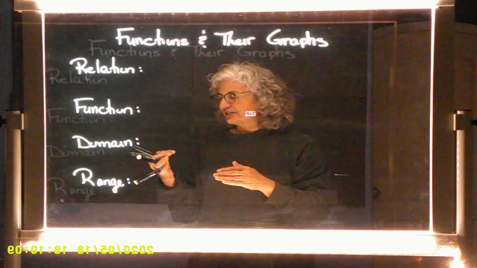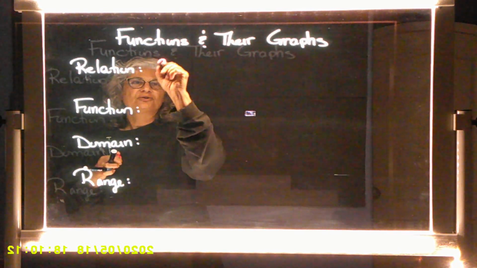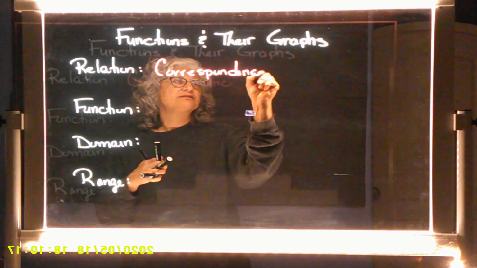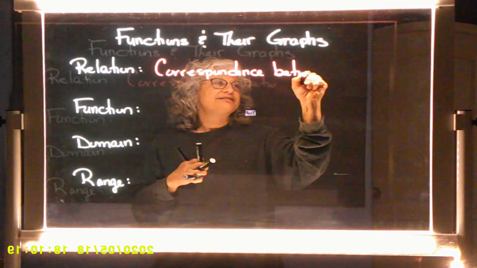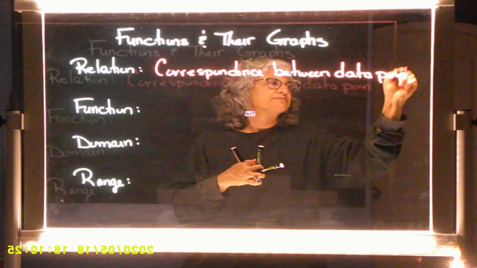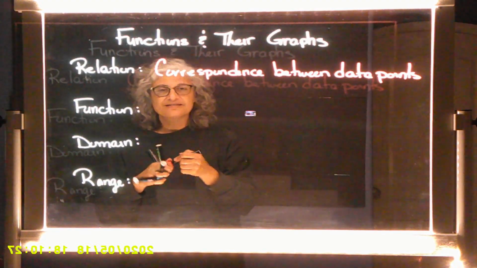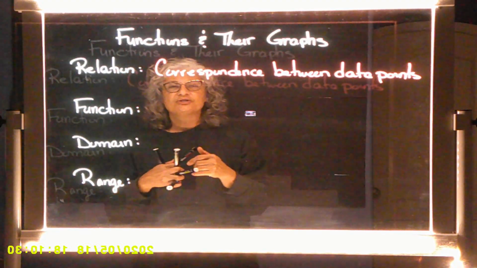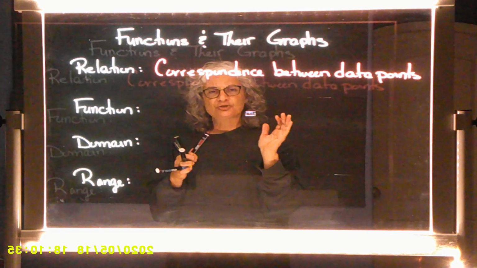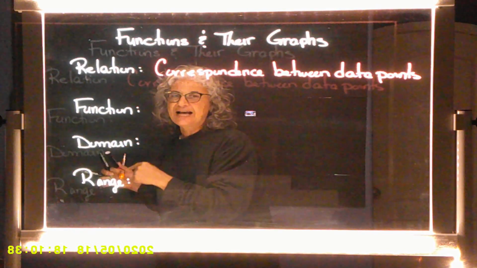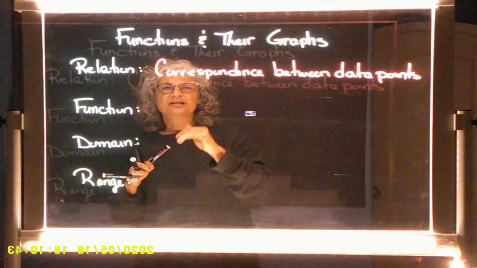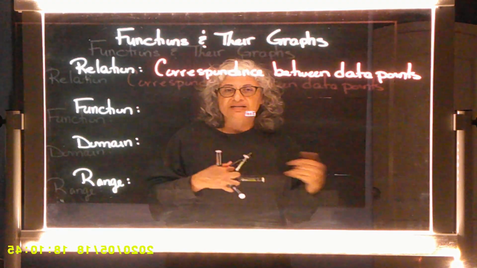Well, a relation is a correspondence between data points. A relation has some kind of relationship. So sometimes when they're conducting experiments, they're like, okay, what happens if we do this? What is the result? What is the output? That would be a correspondence between data points. Whatever they put in determines the result, determines the outcome.